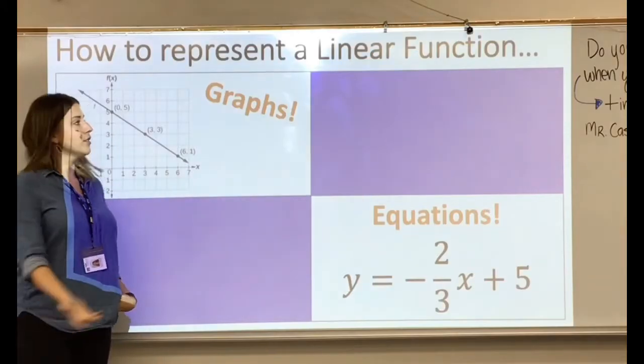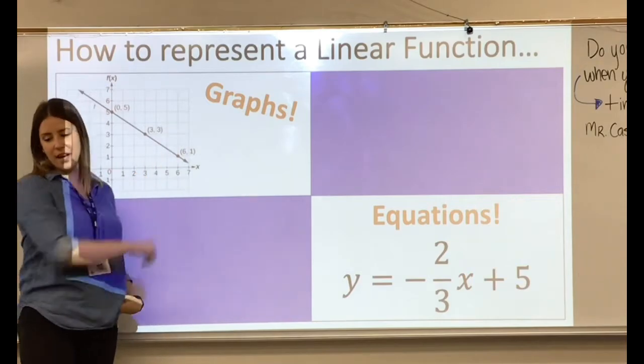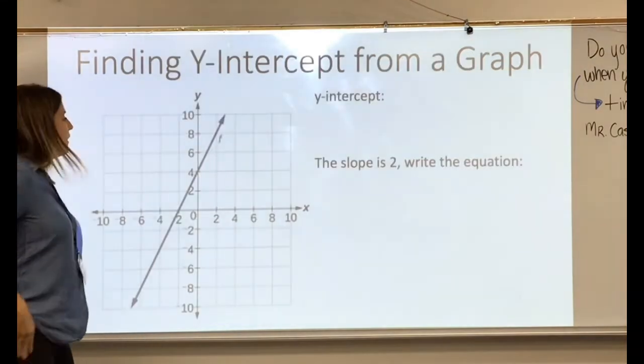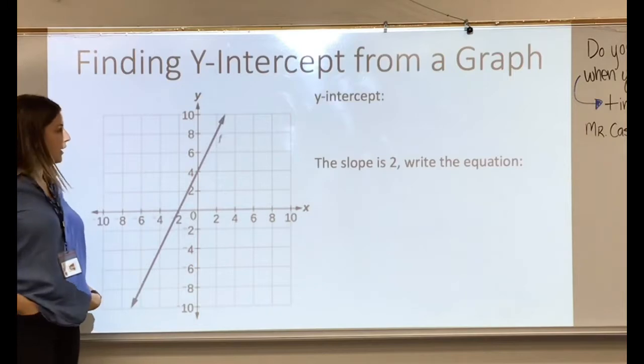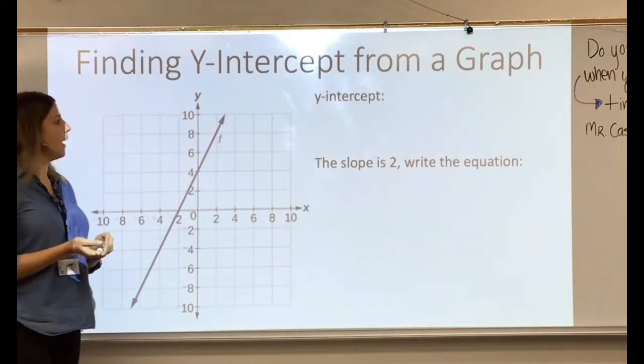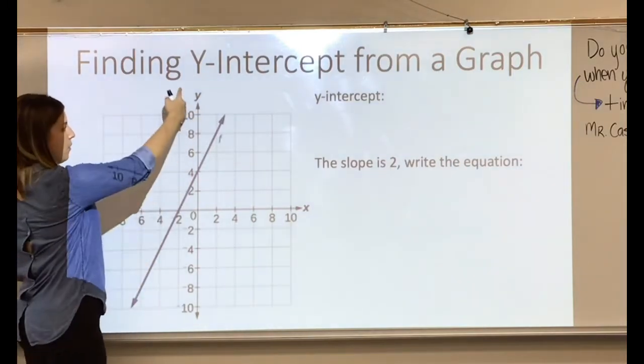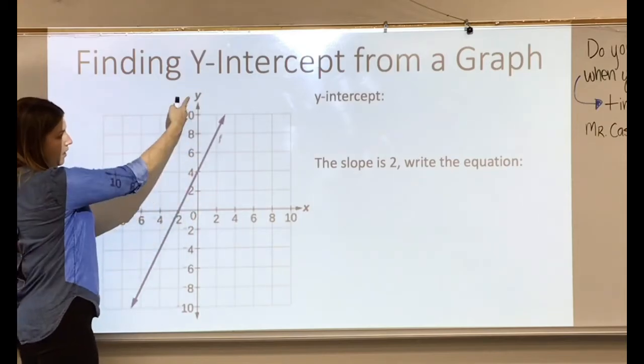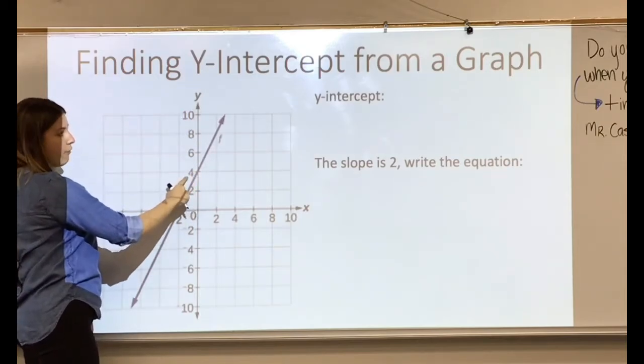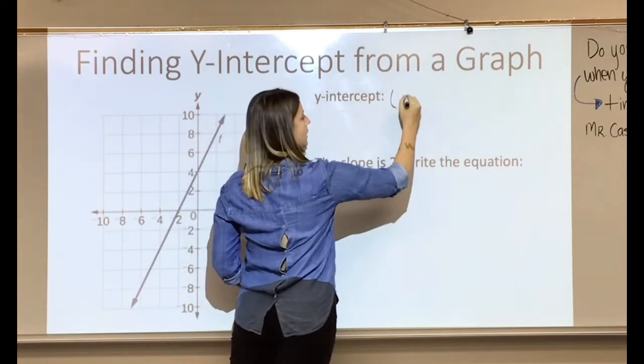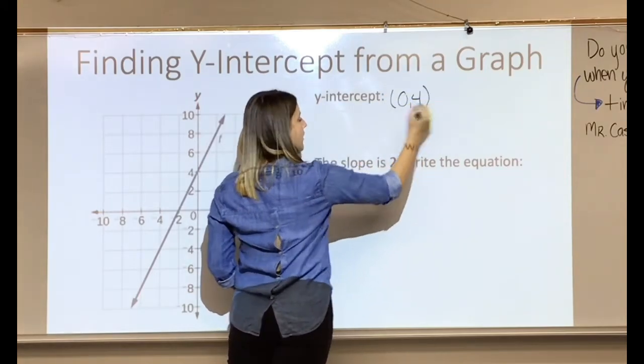The next linear type of thing we're going to talk about is graphs. Here's the first graph we're going to look at. We're first going to identify what is the y-intercept. So here is my y-axis. Where does it cross? Right here at 4. So I know my y-intercept is 0, 4.